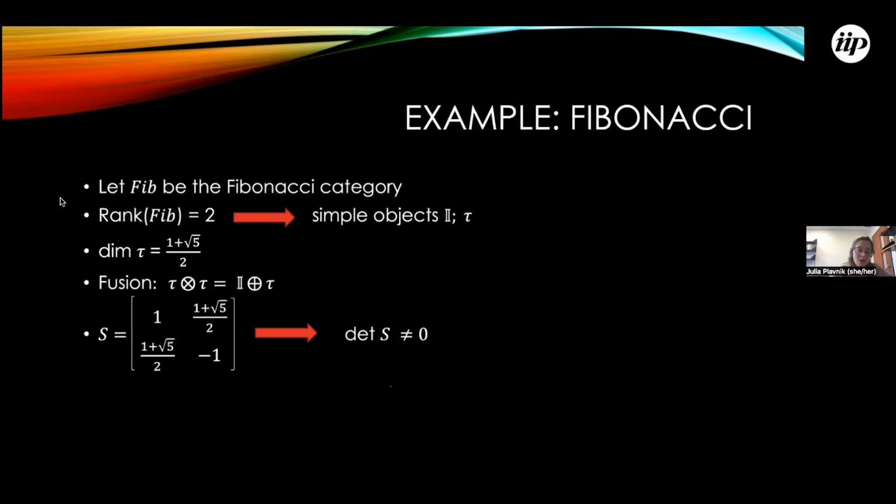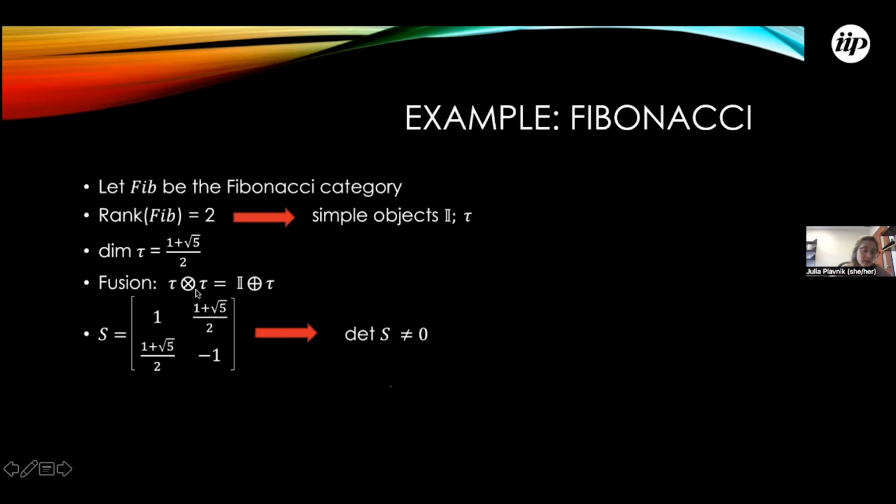Okay, perfect. So I will give you very fast examples just to show you that this doesn't need to be vector spaces, always the object. For example, there is a very beautiful category that is called Fibonacci. It has only two simple objects, rank 2. So I have colors, or anyon types, 1 and tau. And actually the dimension, this Frobenius-Perron dimension of tau, is this beautiful number, the golden ratio, 1 plus square root of 5 over 2.